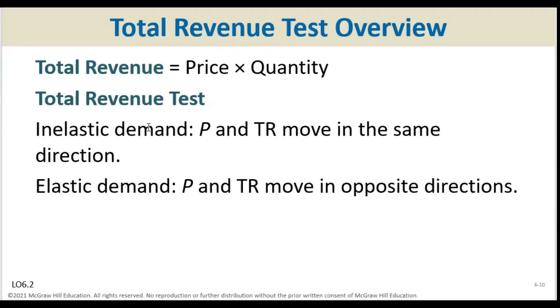So the total revenue test states that for inelastic demand, the price and the total revenue move in the same direction. So if you increase the price, your total revenue will increase, right? If price decreases, the total revenue also decreases. For elastic demand, the price and the total revenue move in the opposite direction. So if you decrease the price, your total revenue will increase, and vice versa.